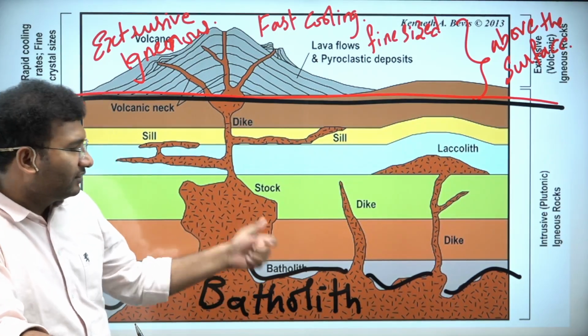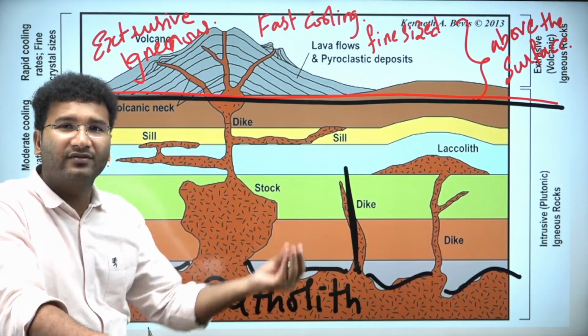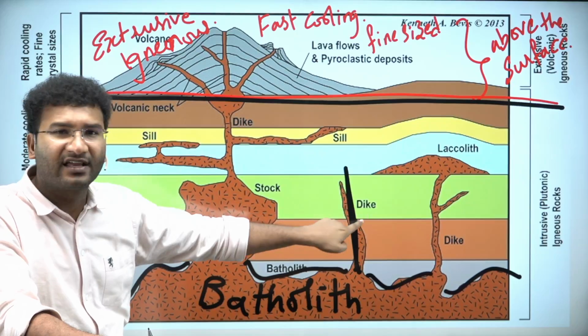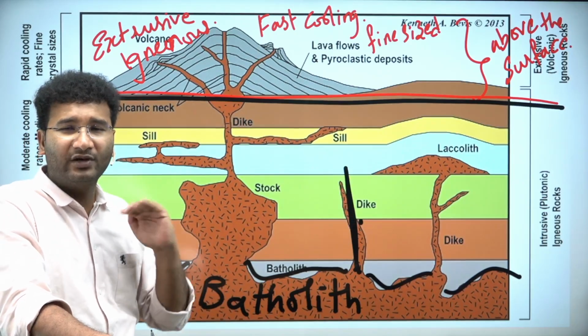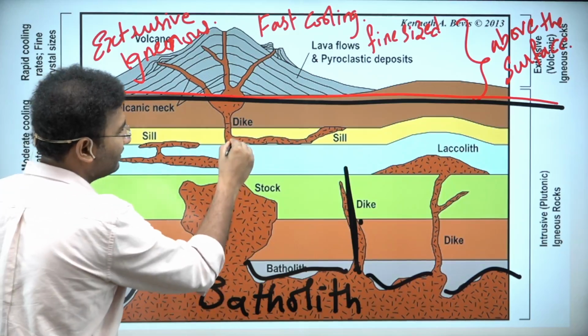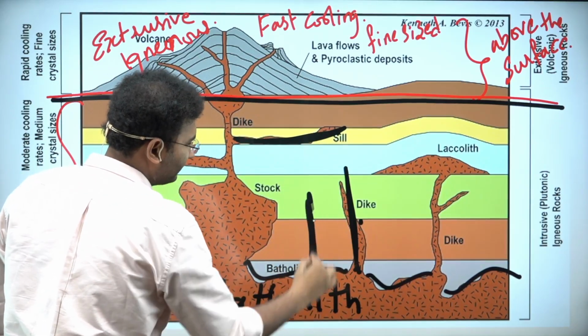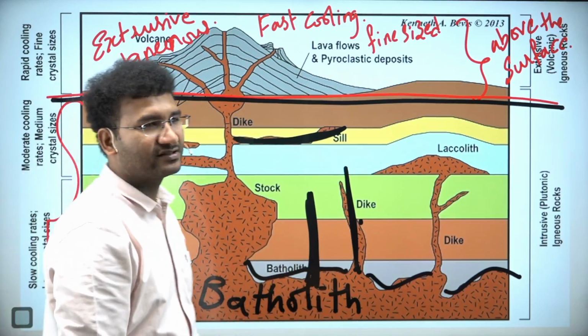Now, if the same volcanic material is cooling in vertical form, you call this a dike. If the same material is cooling down in horizontal form, you will call it a sill. Let me show you. This is a sill. And if this volcanic material is cooling down within the interior in the vertical form, this is a dike.